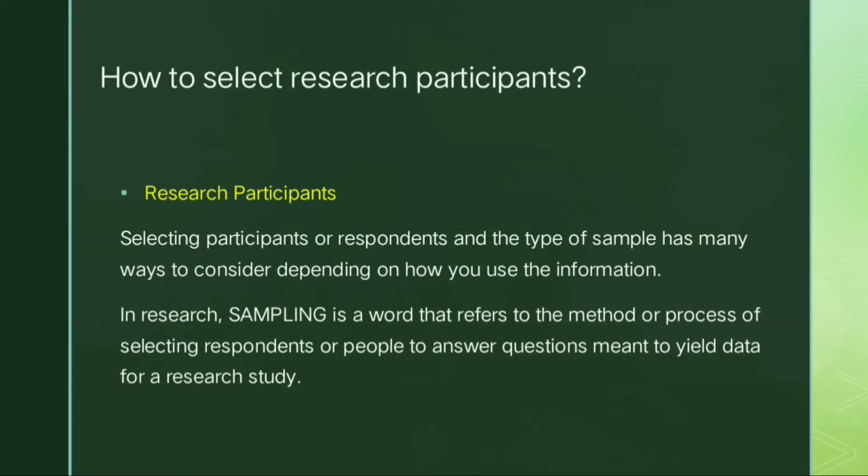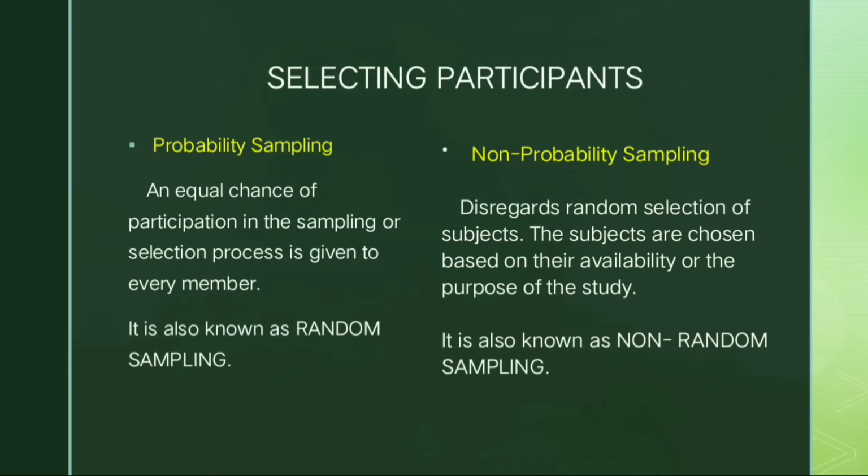So, next is how to select research participants. Selecting participants or respondents and the type of sample has many ways to consider depending on how you use the information. So, sa research, tinatawag daw po itong sampling, which is the method or process of selecting respondents or people to answer the question meant to yield data for a research study. So we have two ways of selecting participants, which are probability sampling and non-probability sampling.